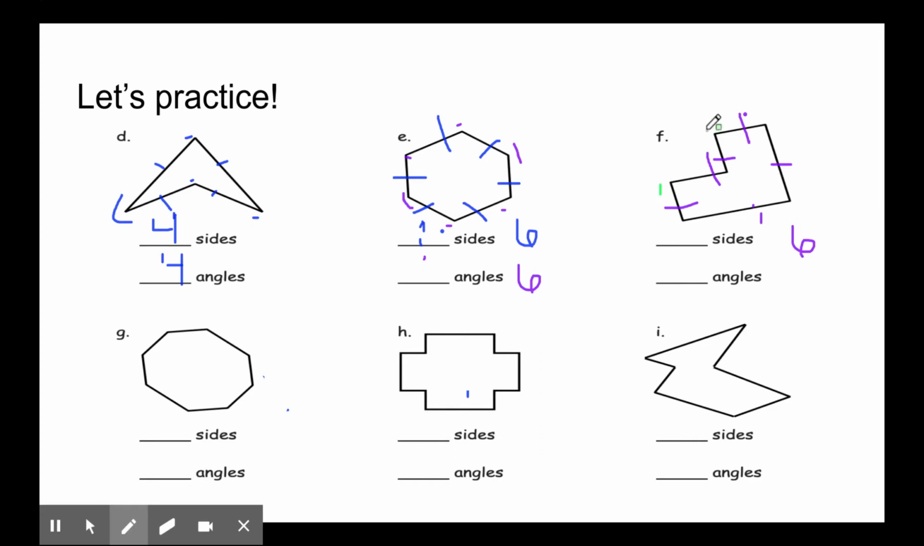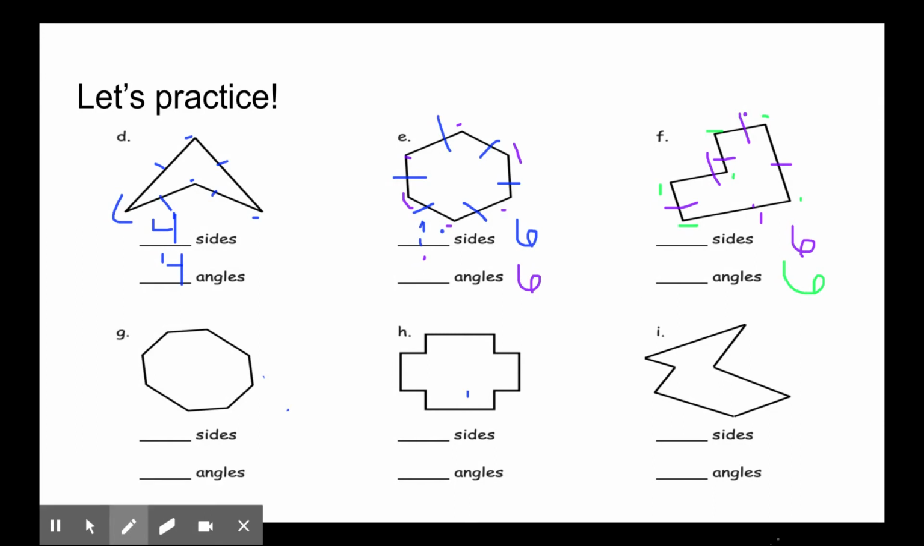1, 2, 3 on the inside there, 4, 5, 6. Wow, awesome job. Try these bottom 3 on your own.